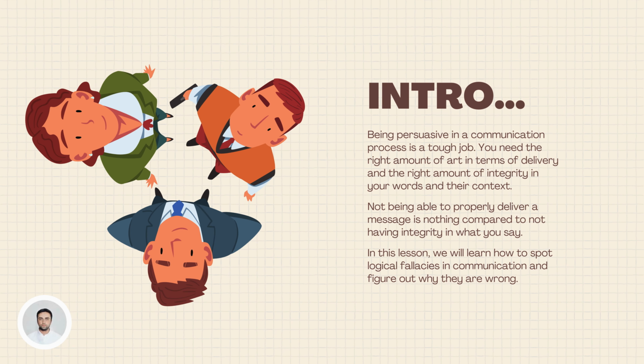Being persuasive in a communication process is a tough job, especially if you're a student. You need the right amount of art in terms of delivery and the right amount of integrity in your words and their context. And not being able to properly deliver a message is nothing compared to not having integrity in what you say. So, in this lesson, we will learn how to spot logical fallacies in communication, in writing and reading, and figure out why they are wrong, so we don't make the same mistakes when we write or speak to someone.